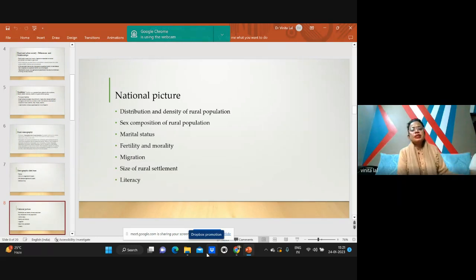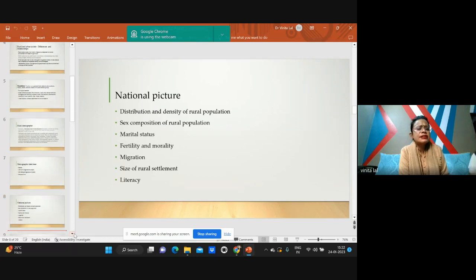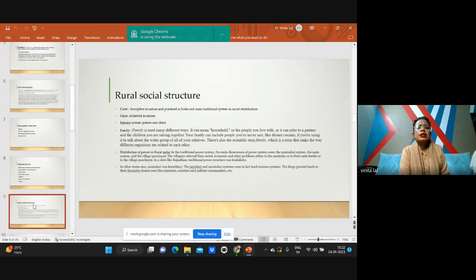Now come to the marital status. As everybody knows, fertility and mortality, size of rural settlement, and literacy are very common things. Now come to the rural social structure, which is very important. It is the spine of rural development and rural society. In rural social structure, we have some key points. What is caste in village? What is caste and class? What is the Jajmani system? What is social mobility in Indian village?